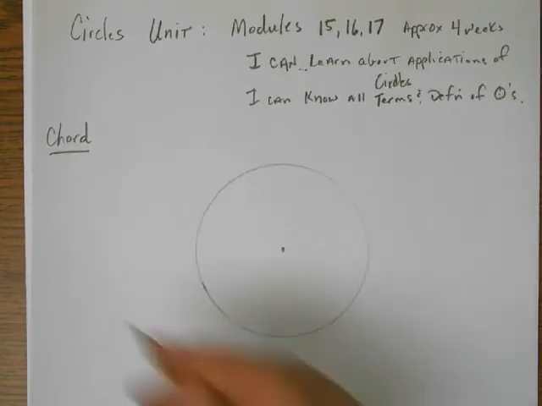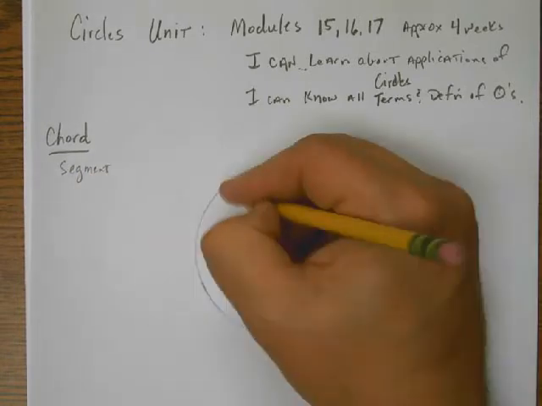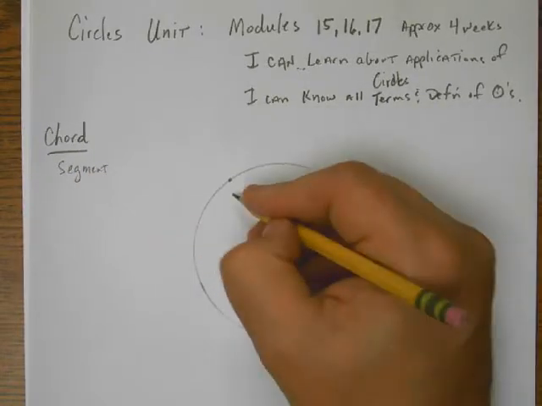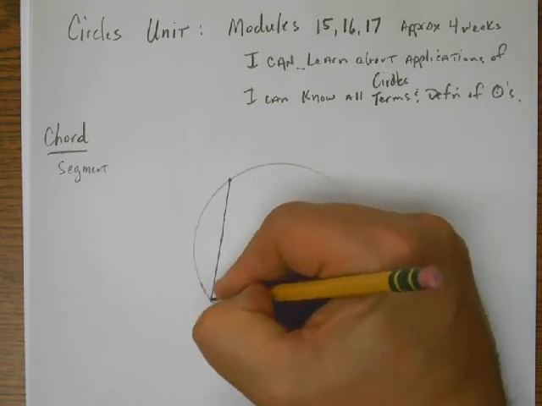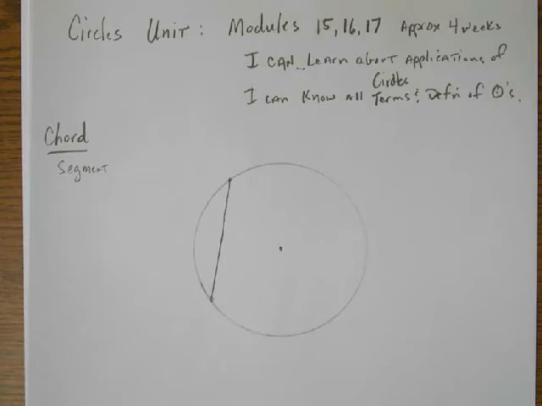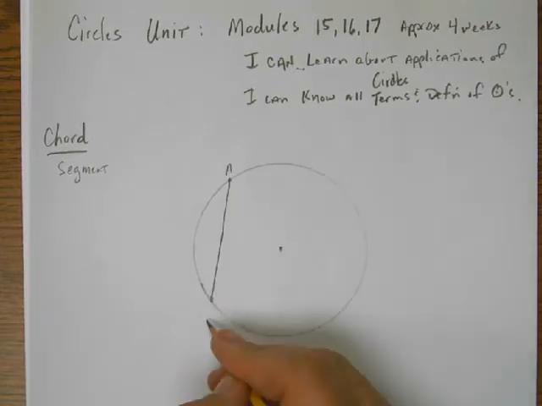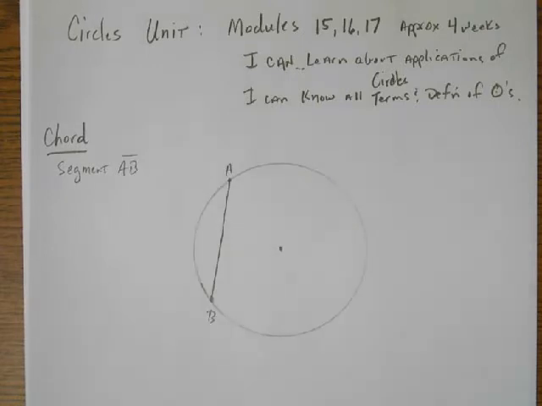Okay, so what is a chord? It's basically just a segment. So in this circle, if I connect an endpoint on the circle to another endpoint on the circle, that's a chord right there. And we would label it just like we would a segment. So a chord is just a segment where its endpoints are on the circle. That's all a chord is.